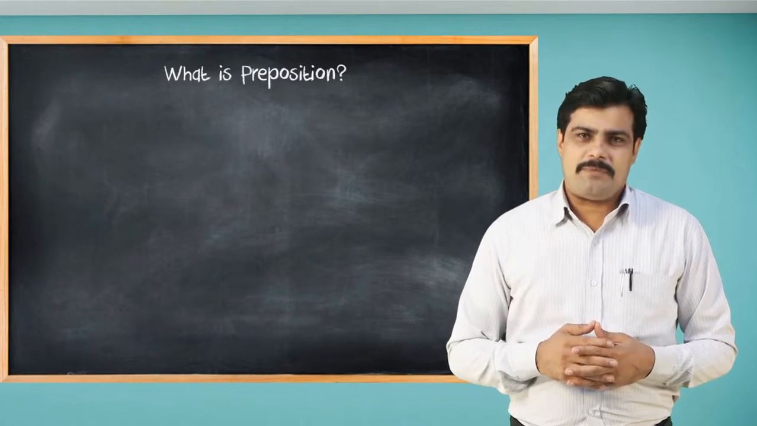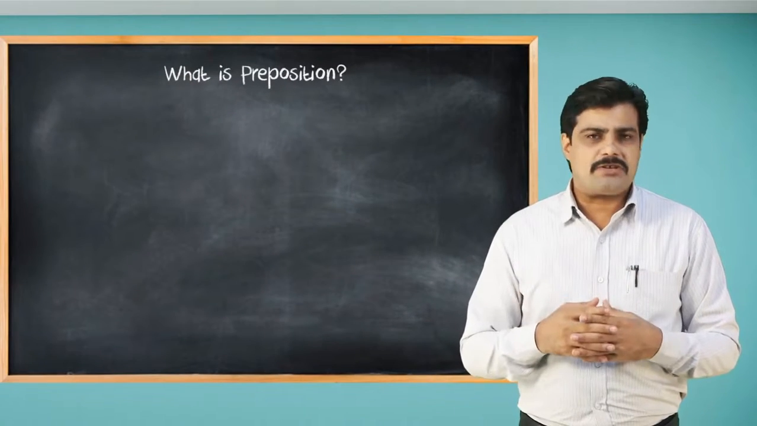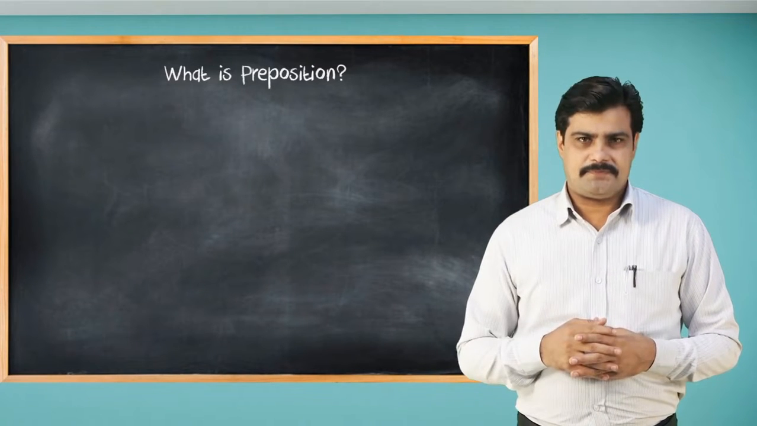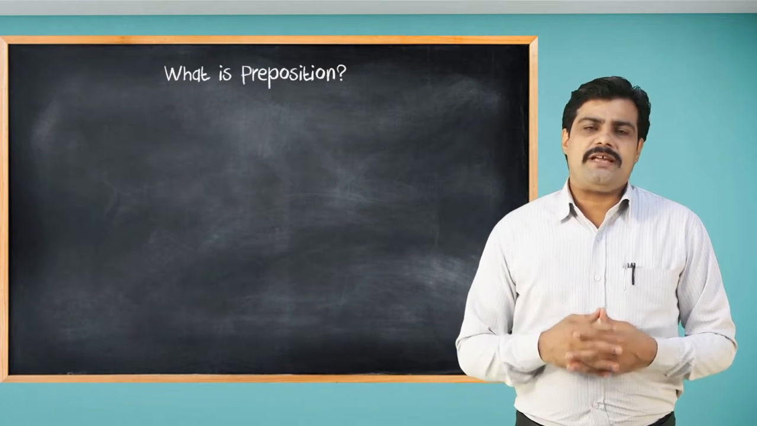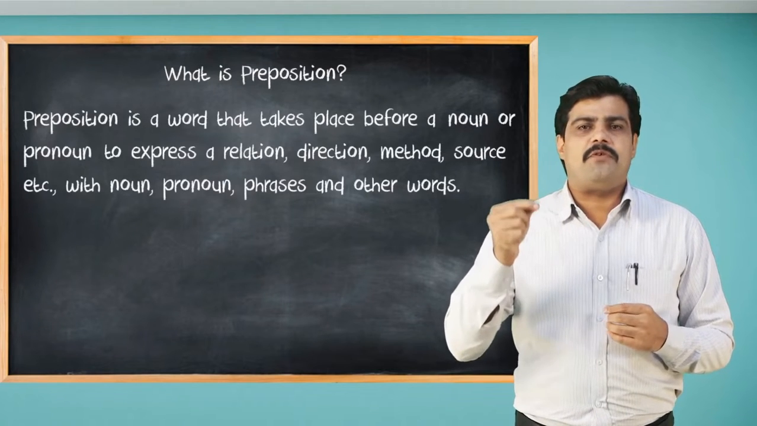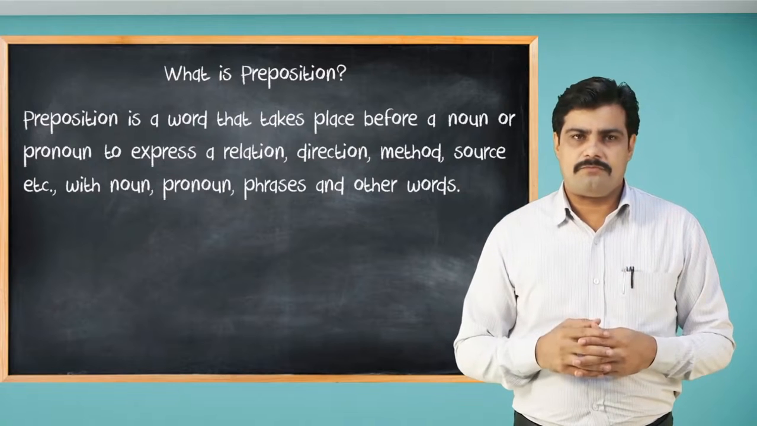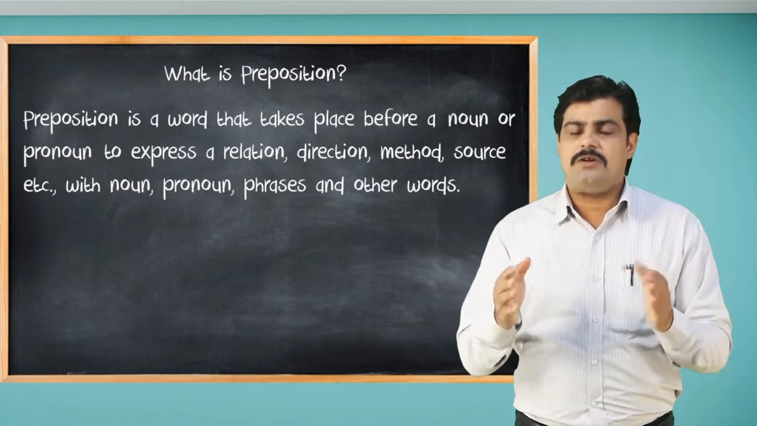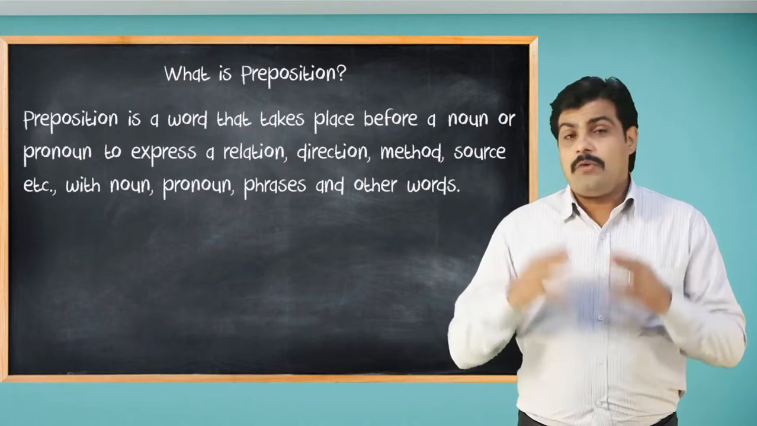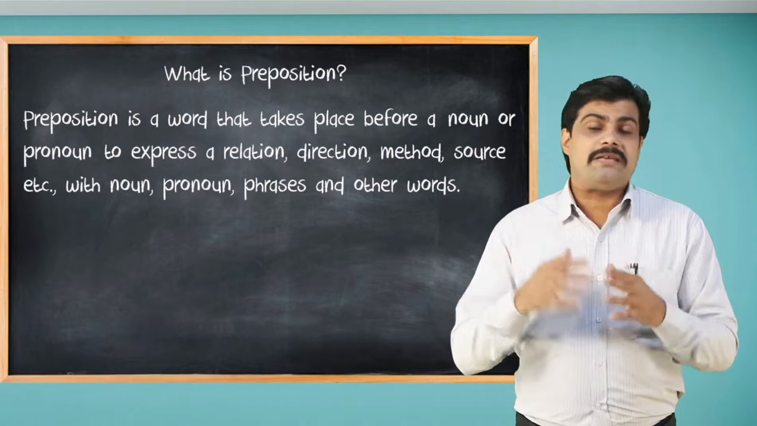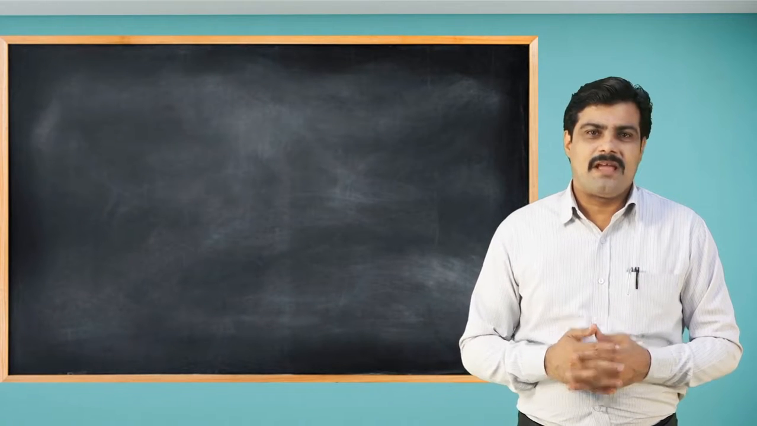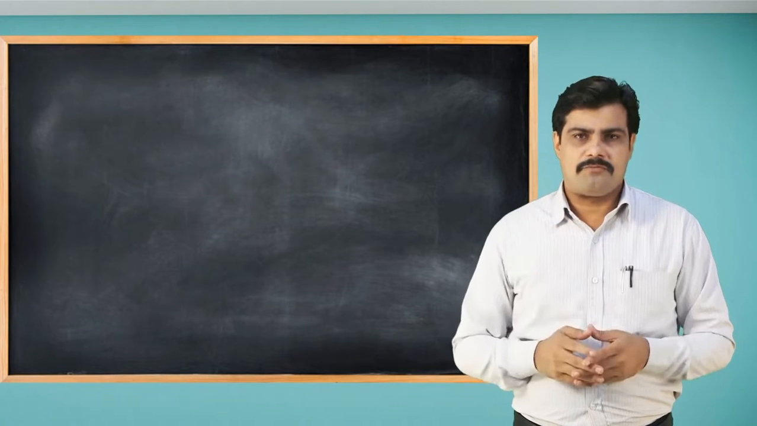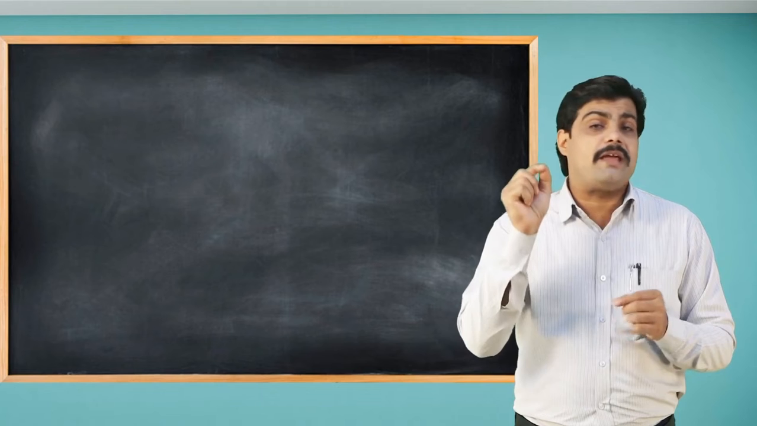Let's see what is a preposition. We shall discuss some basics of preposition first, and then we will move to error detection. So let's see. Preposition is a word that takes place before a noun or a pronoun to express a relation, direction, method, source, etc. with nouns, pronouns, phrases and other words in a sentence. It is always followed by a noun form or a pronoun and is never followed by a verb.